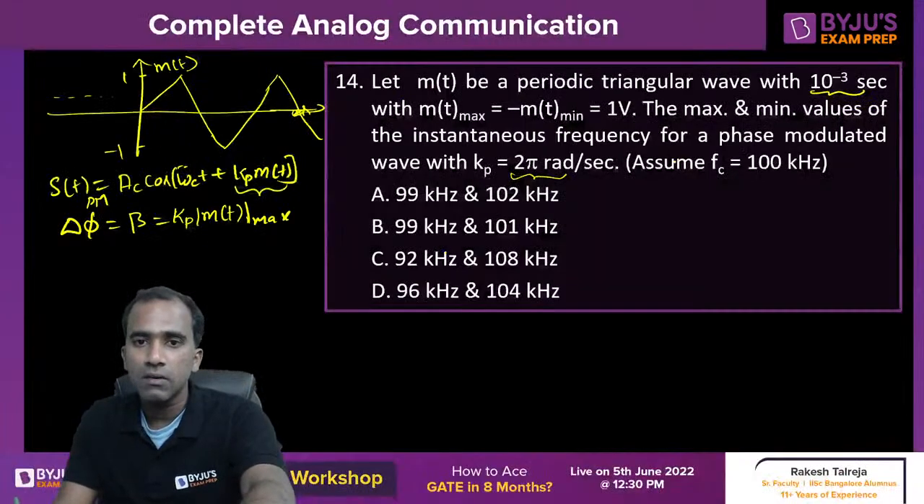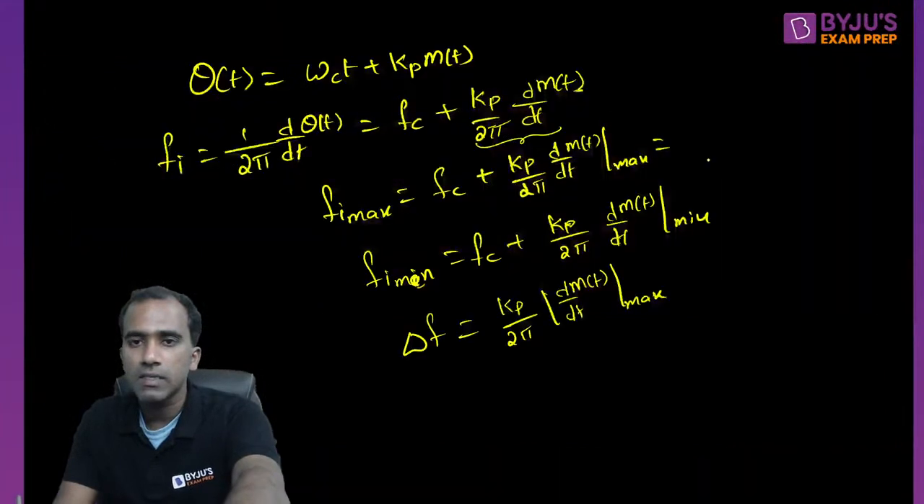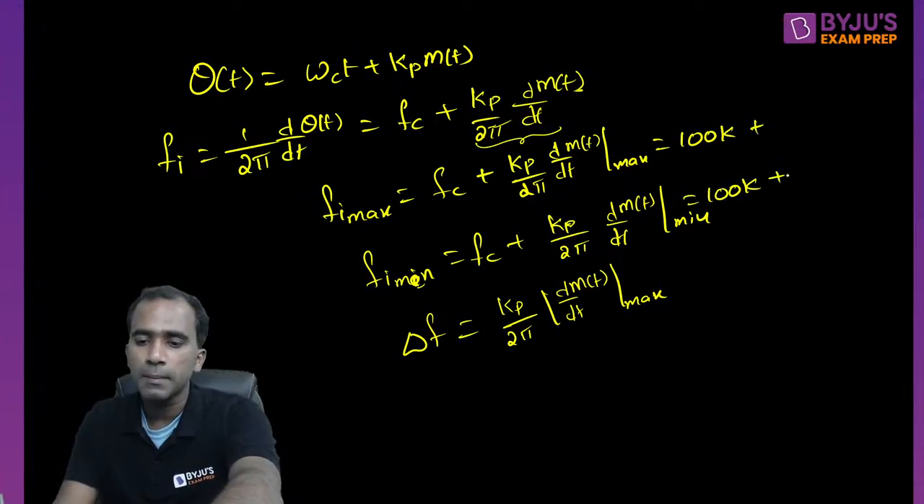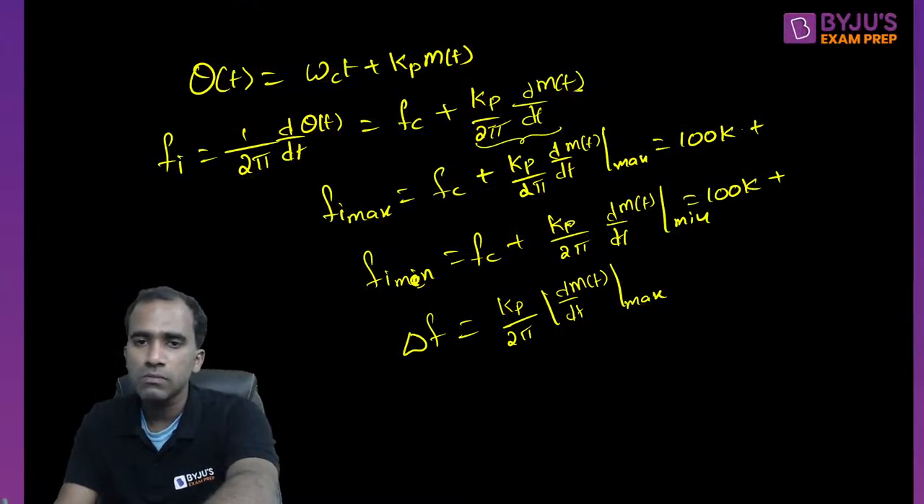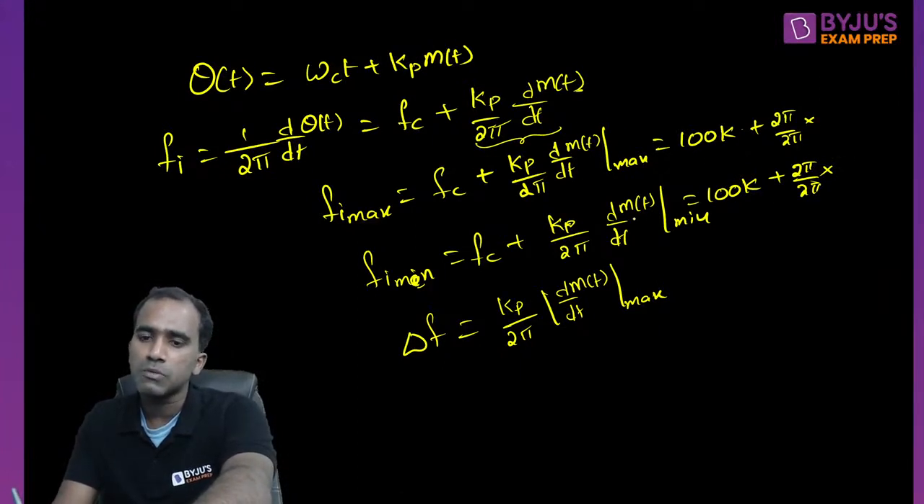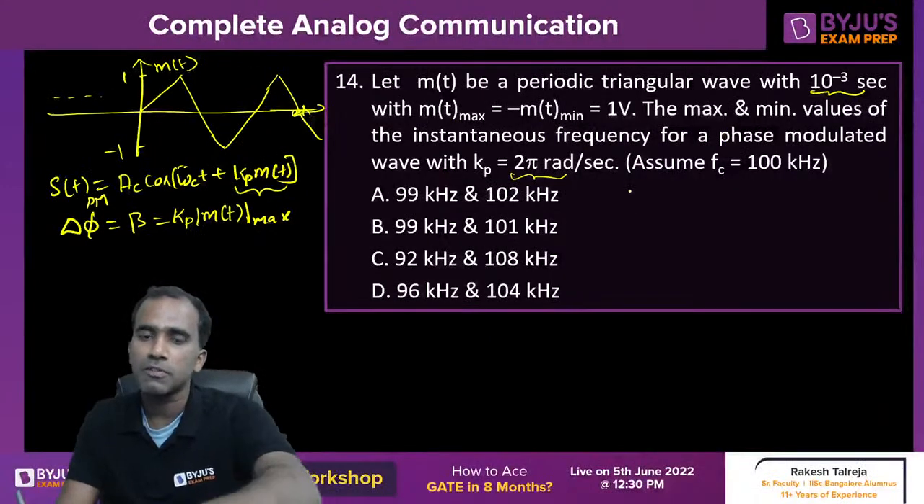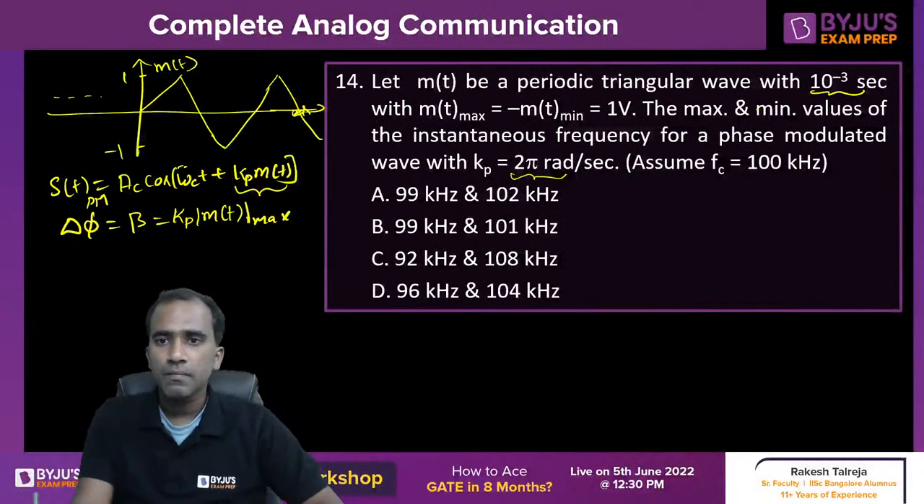So FC is given or not? FC is given, right? 100 kilohertz. Let's substitute that here first. 100 kilohertz plus kp is given. What is kp given as? 2 pi. Let's substitute that also. Kp is 2 pi divided by 2 pi, multiplied with maximum slope and minimum slope. Maximum slope of message and minimum slope of the message. That will let us figure it out.